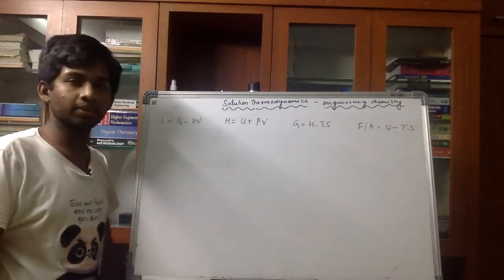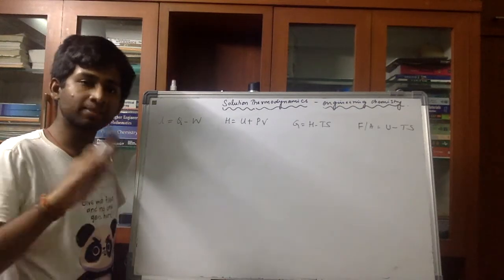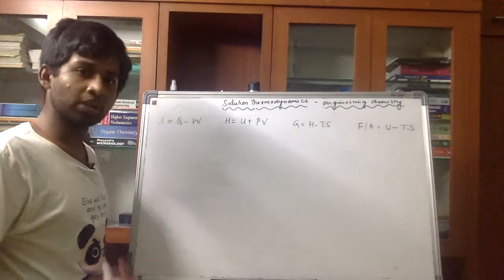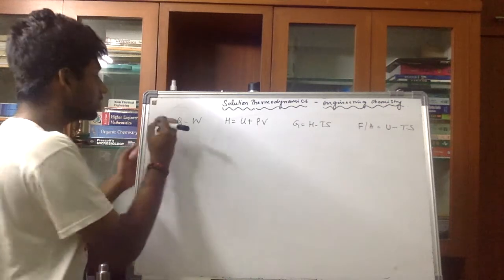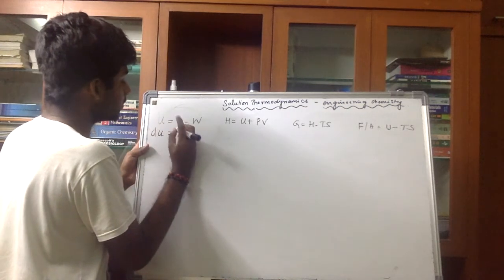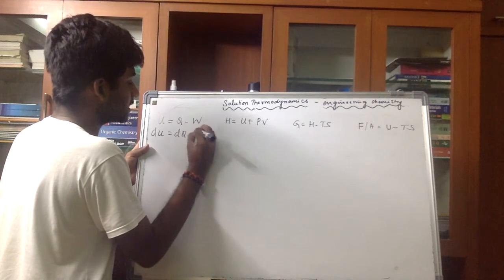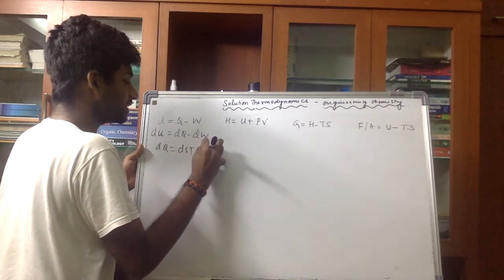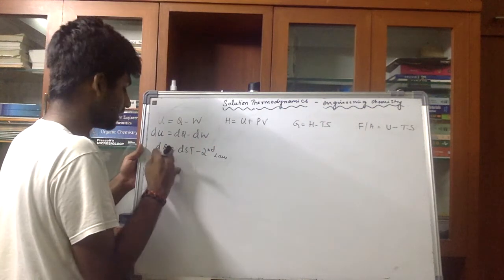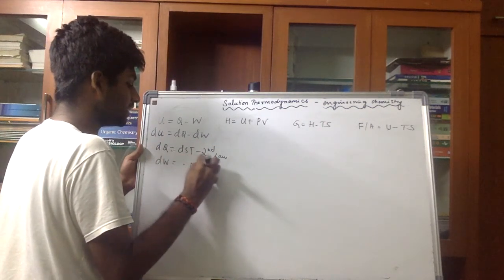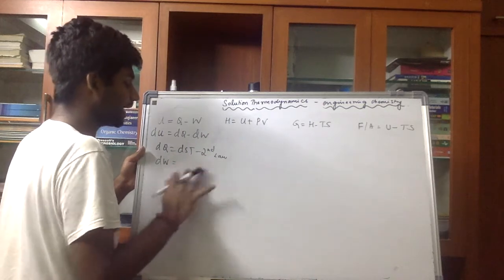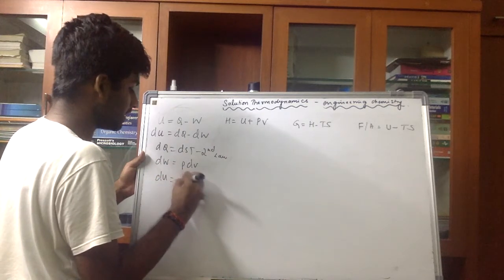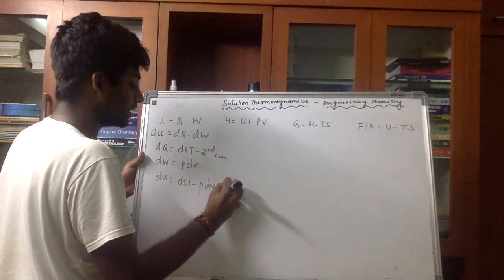U is equal to Q minus W. In the previous video itself, I explained what Q is, what W is, why there is a minus for W, why there is a plus for Q. So please check the previous video in case you have not. So now you will have dU is equal to dQ minus dW, and again I have said dQ is equal to TdS because of your second law of thermodynamics, and dW is equal to PdV because of your mechanical work done. So when you substitute, dU will be equal to TdS minus PdV. Please have that in mind.